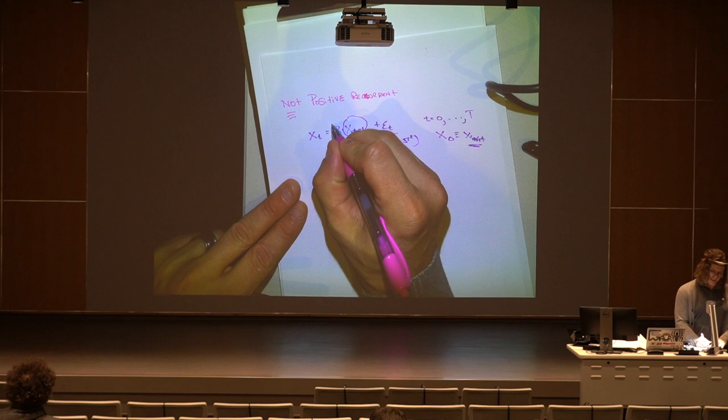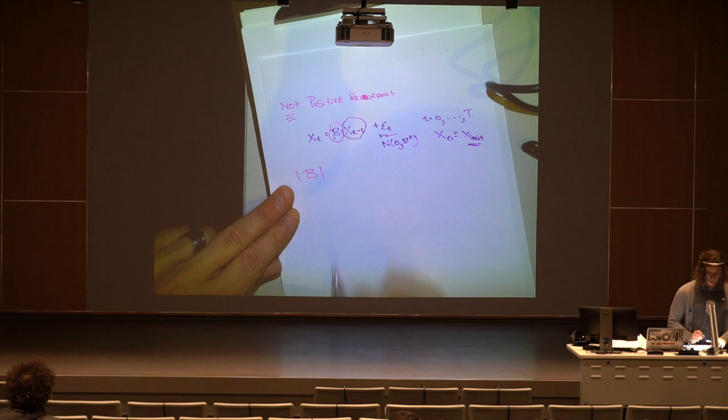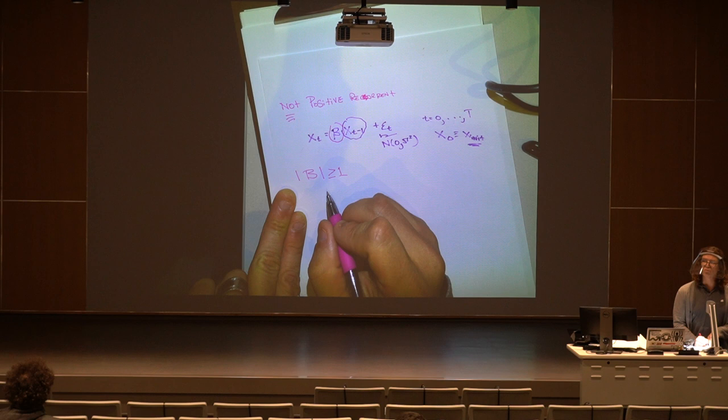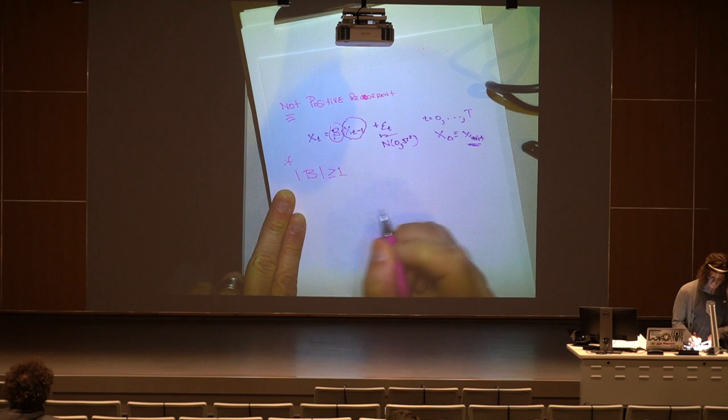So if beta, and I'll say it this way, if the absolute value of beta is greater than or equal to one, some people ask about that, the equality thing, one will mess you up. So that goes non-stationary. So if this is true, this is not positive recurrent.